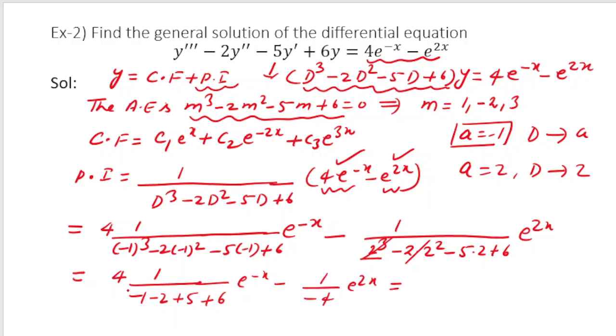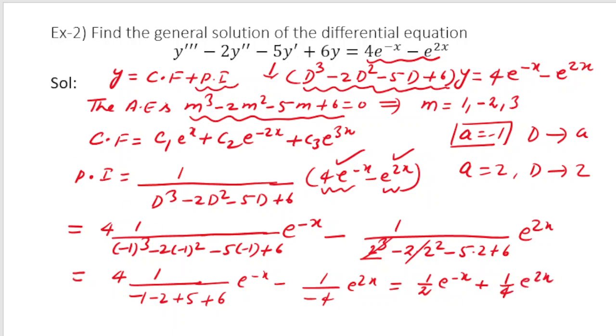So if I simplify, it is 4, and 6 plus 5 is 11, and minus 3, so 11 minus 3 is 8. 4 by 8 is equal to 1 by 2 e to the power minus x, and this minus minus plus, so I get 1 by 4 e to the power 2x. So this is the particular integral part.